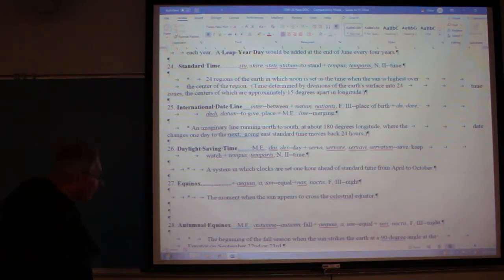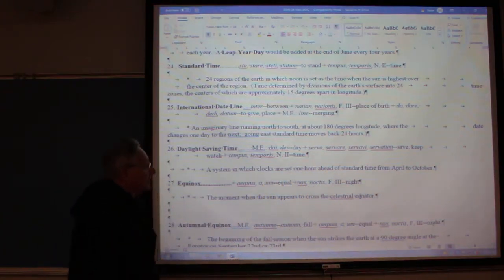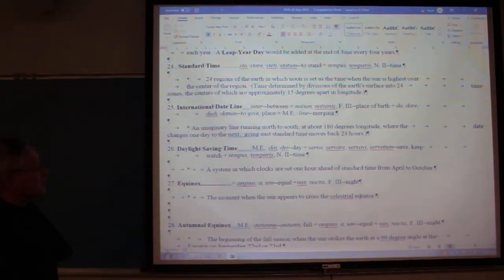Now, we live in the eastern deciduous forest time zone, which is out here, and we are in daylight saving time, a system in which clocks are set 1 hour ahead. You already know that. And of course, in Washington, we do it in April.